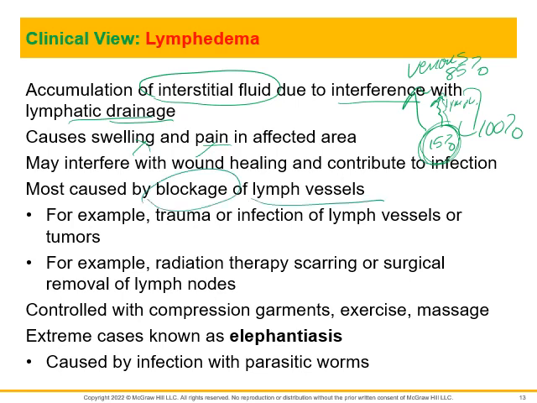Usually it's some sort of blockage of a lymphatic vessel. It could be a tumor. It could be some sort of scarring. Usually try to control this with compression garments, so limit the amount of blood and fluid that can accumulate in the tissue, exercise, massage, and there have been issues in the past, infections with parasitic worms, elephantiasis, and that would cause a blockage of the lymphatic vessel.